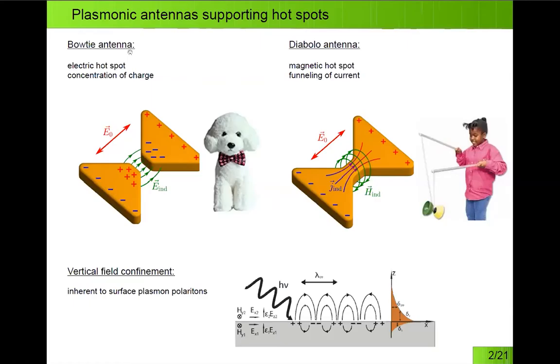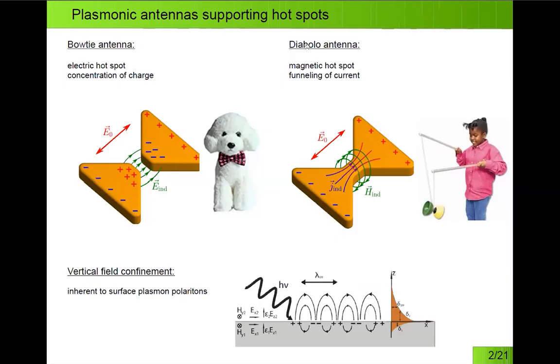So a bowtie antenna basically consists of two triangular prisms, with typical sizes of tens or hundreds of nanometers. When you apply some external field to those prisms, which are metallic, gold in our case, then the free electrons in the metal will start to oscillate. The driving field is at optical frequencies, let's say. And the charge concentrates at the sharp tips and creates an induced field that can be considerably higher than the driving field, and is also localized in a small area. We call this small area of strong electric field an electric hotspot.